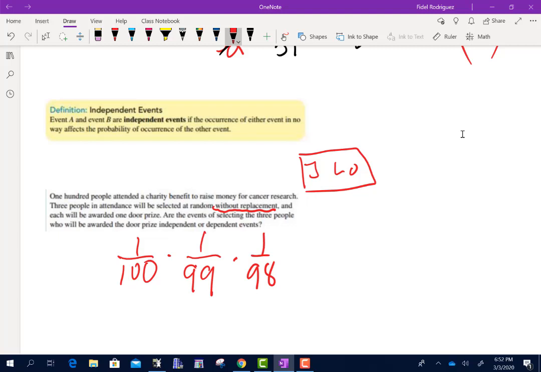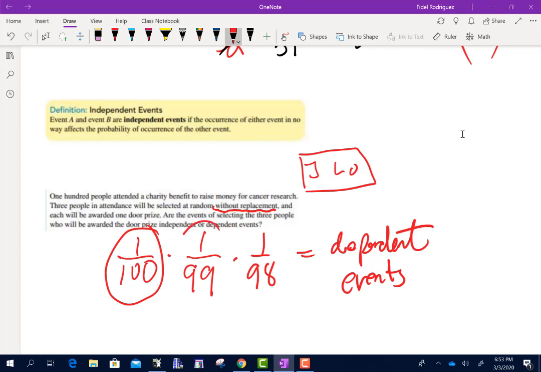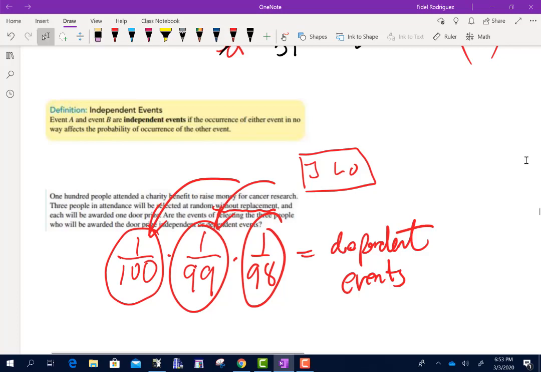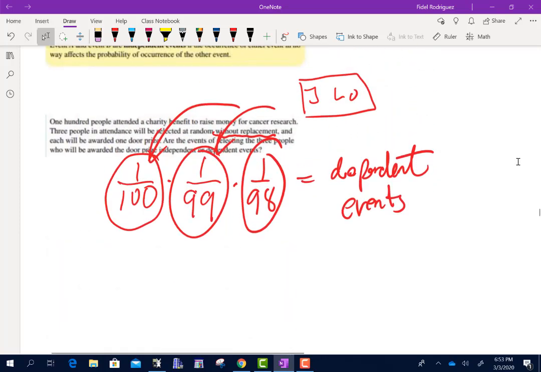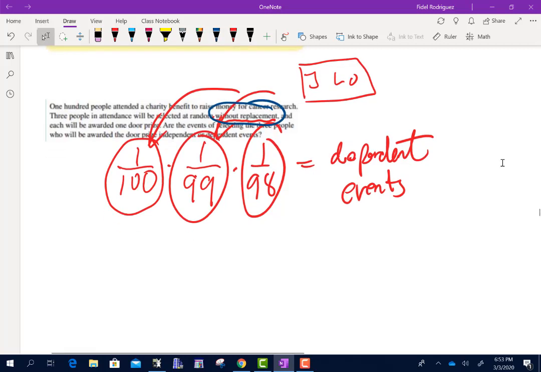So these are going to be what we call dependent events, okay? The reason being is that the probability of the second and the third are dependent on the one prior to that, right? Your probability changes, okay? So, guys, typically, before I go on, anytime we have without replacement, those are going to be dependent events, okay?